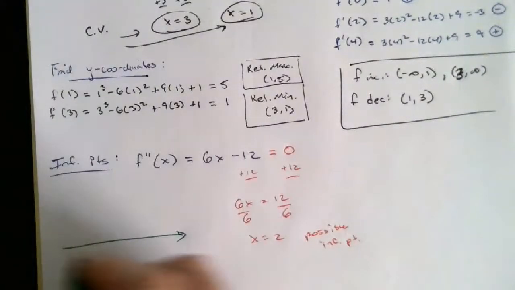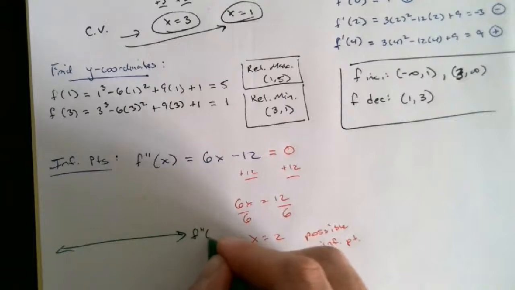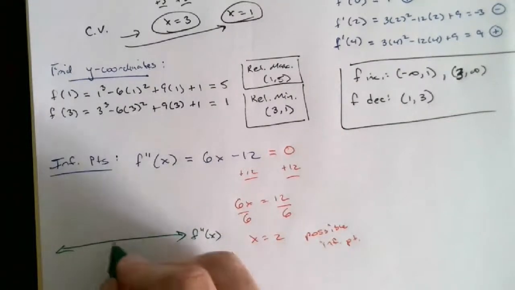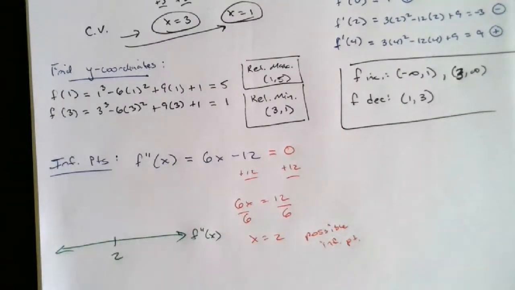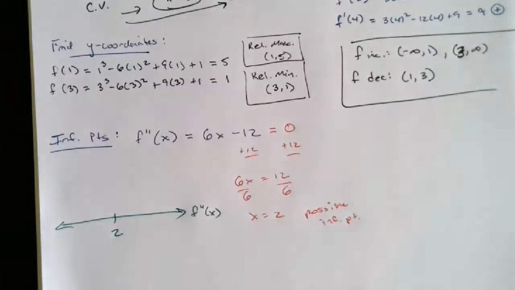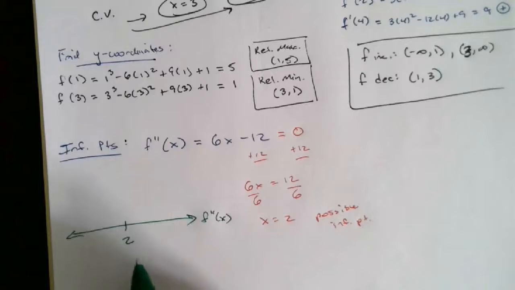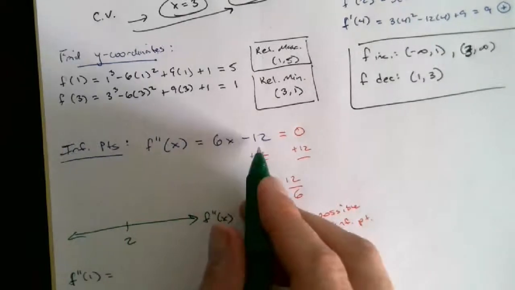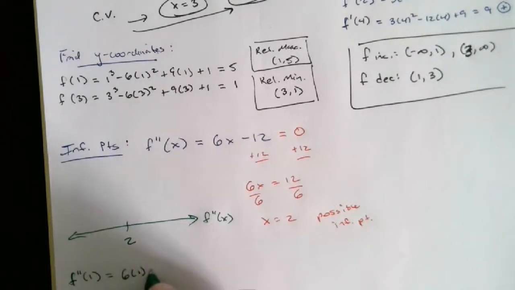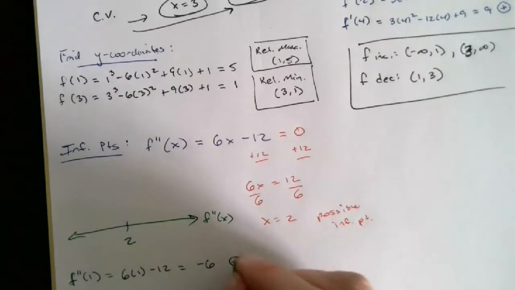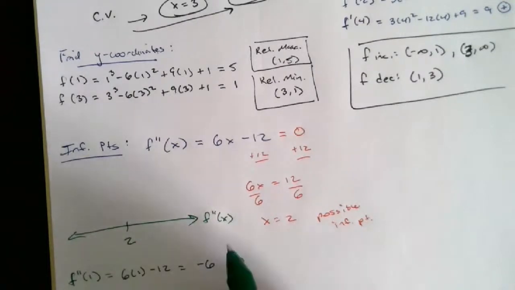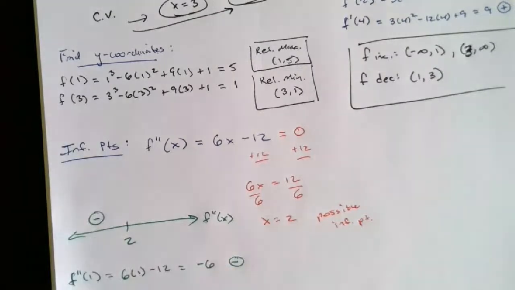So if I did a number line for f double prime of x, I want to put my possible inflection points on there. In this case, there's just one of them, 2. And I want to test values to the left and right. Something to the left of 2, I'll just choose 1. So let's say I had f double prime of 1. Well, that's 6x minus 12, so it's 6 times 1 minus 12. So this gives me negative 6. The important thing here, though, is that it's negative. So this tells me that the second derivative is negative to the left of 2.